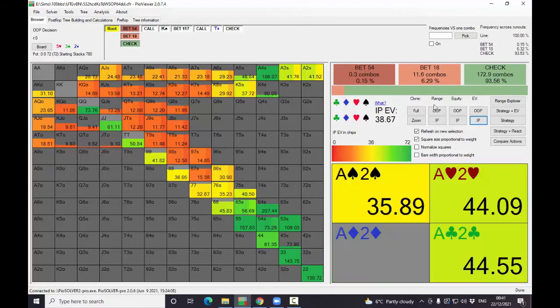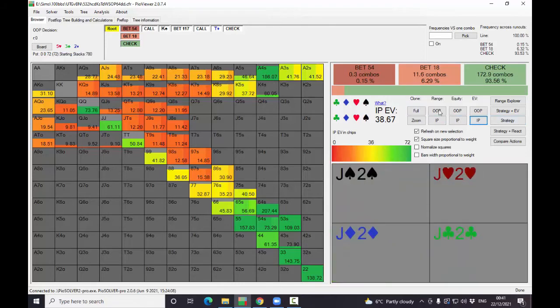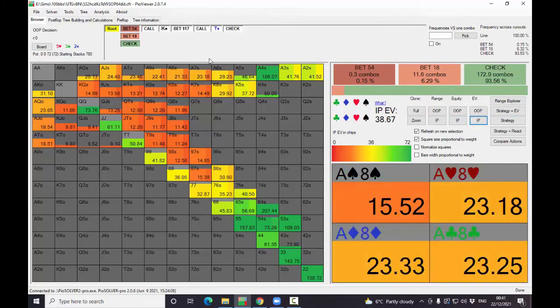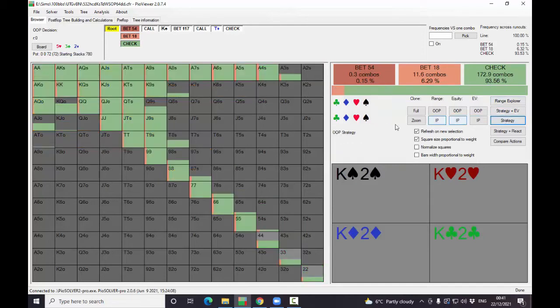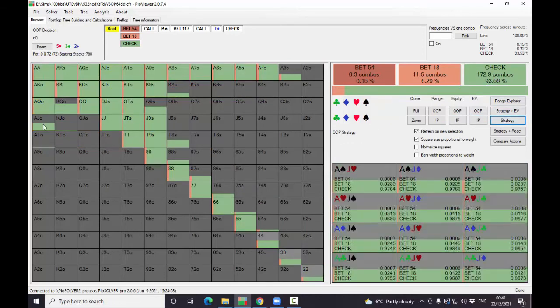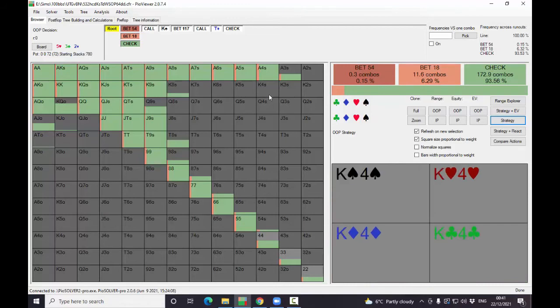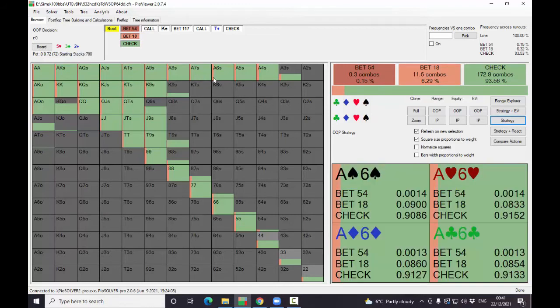So that's how you evaluate range versus range. And so if we look at the overall strategy, you can see actually that my intuition was correct. There shouldn't really be much leading here at all from out of position. He should really be checking most of his range. If we look at the strategy, there's no hand that actually wants to lead more than it checks. So I think really he should just check his entire range here. However, he did bet, so we do kind of have to deal with that.